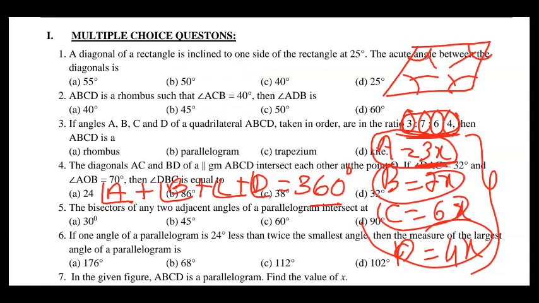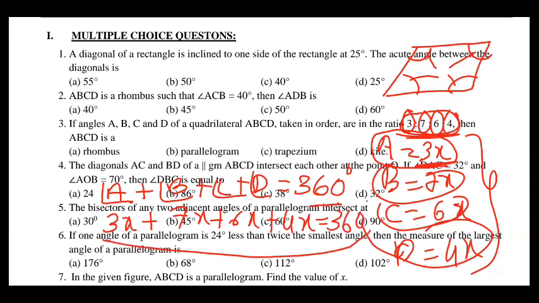Now, in order to find x, what we can do is take the sum of all of these: 3x plus 7x plus 6x plus 4x. The sum of this is 360 degree. Now, Laiba, come on, solve this algebraic expression and tell me the answer to x. 3x plus 7x plus 6x plus 4x is equal to 360 degree. Just quickly tell me the answer of x.